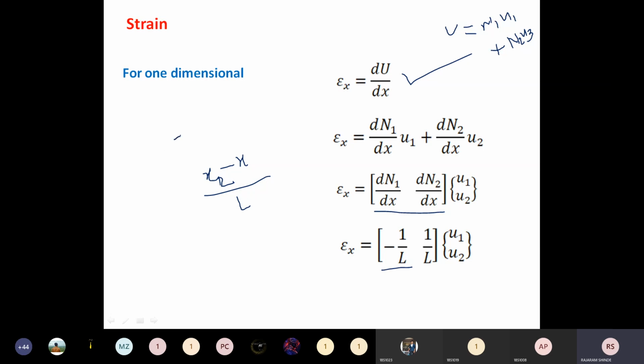and N2 is (x minus x1) upon L. When we differentiate this, you will get 1 upon L, so you will get the strain matrix equal to [minus 1 upon L, 1 upon L] times [u1, u2].